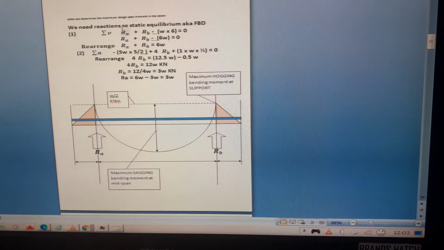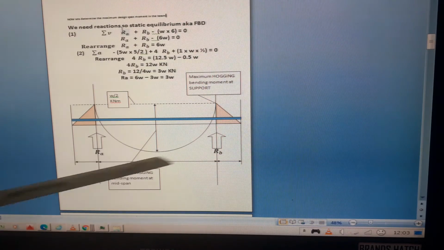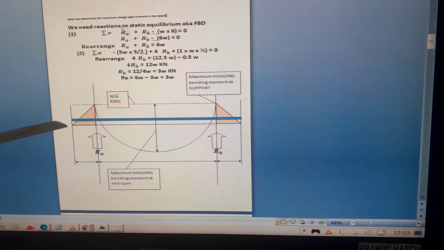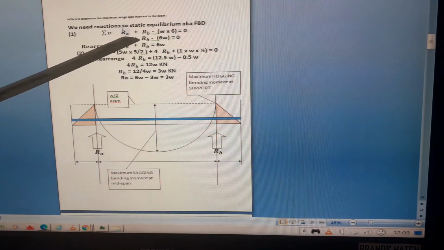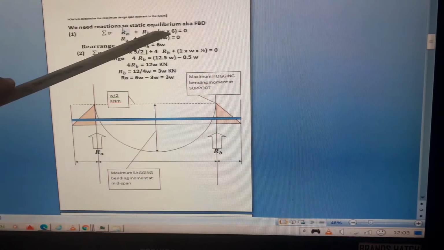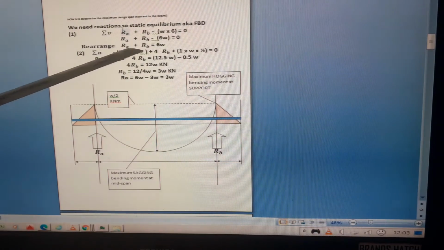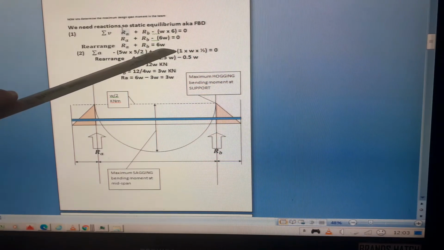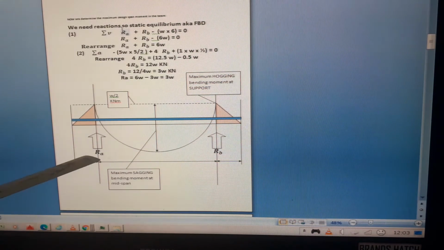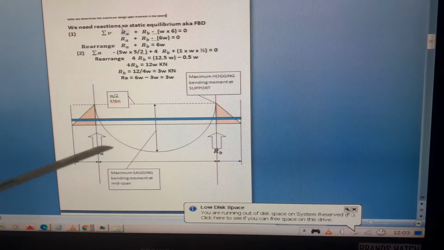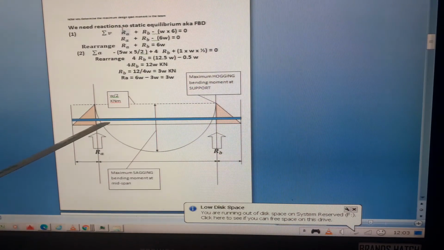So let's start by taking the vertical reactions. RA plus RB must equal W times the entire length of the beam. So RA plus RB minus W times 6 equals 0. Rearranging this, RA plus RB equals 6W. Now we need to find the reactions, so let's take moments about A.